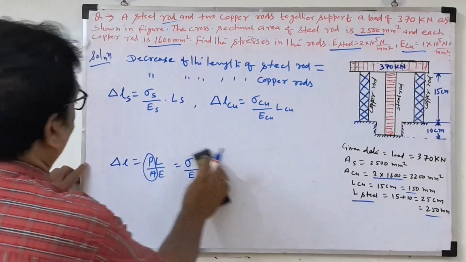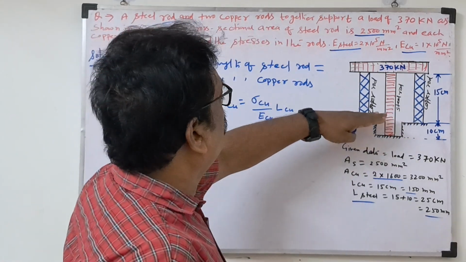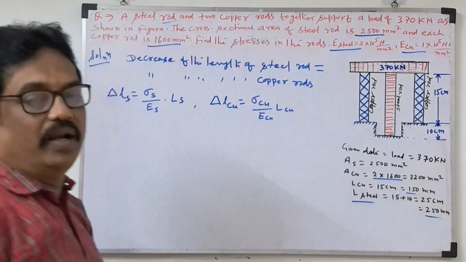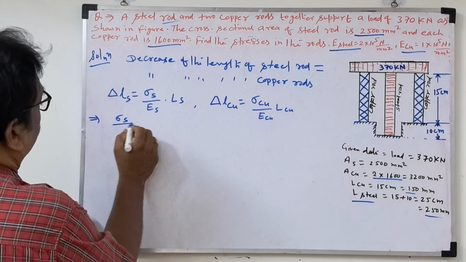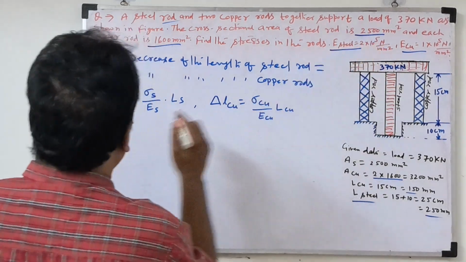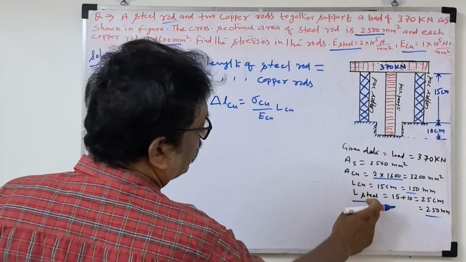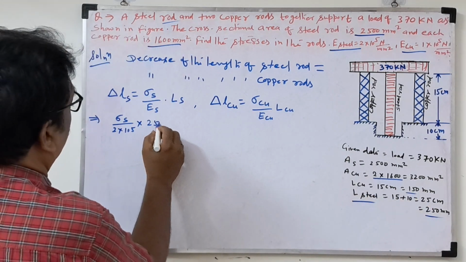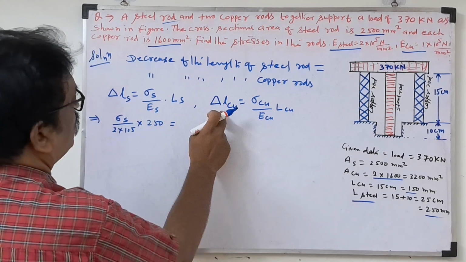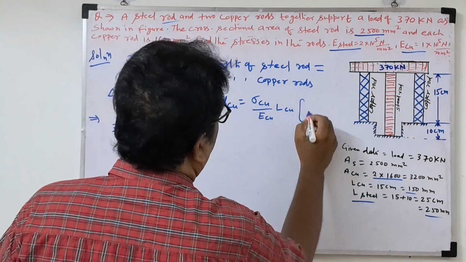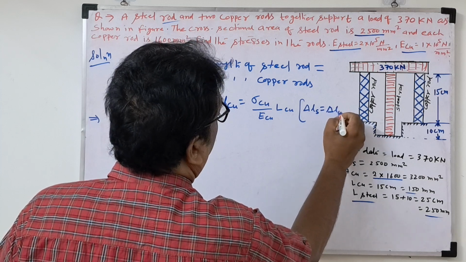Now both will be equal according to the condition. In a composite bar, when the length reduces, both the steel and copper lengths reduce. So we write: sigma S by ES, where ES is given as 2 into 10 to the power 5, into the steel length LS, 250, equals this. That means delta LS equals delta LCU.